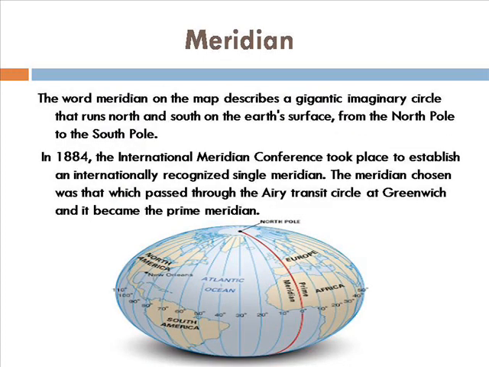Meridian. The word meridian on the map describes a gigantic imaginary circle that runs north and south on the Earth's surface from the North Pole to the South Pole. In 1884, the International Meridian Conference took place to establish an internationally recognized single meridian. The meridian chosen was that which passed through the yearly transit circle at Greenwich, and it became the prime meridian.